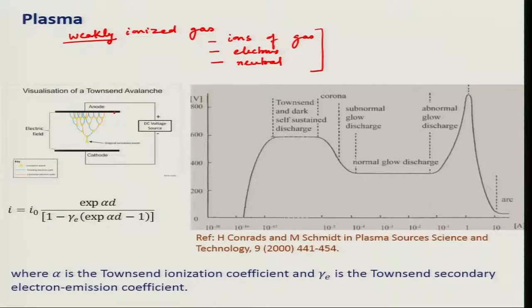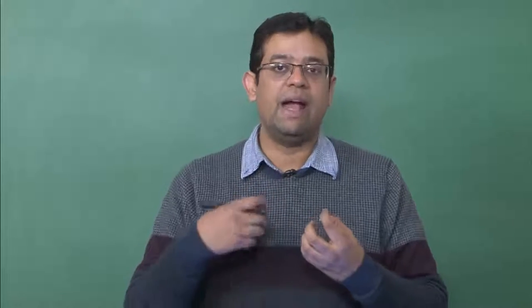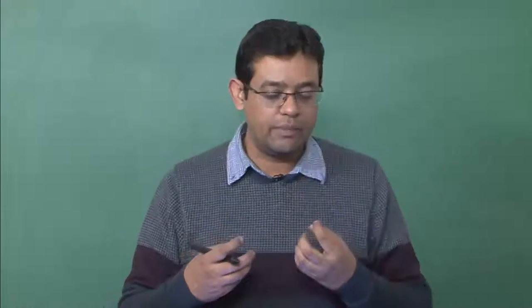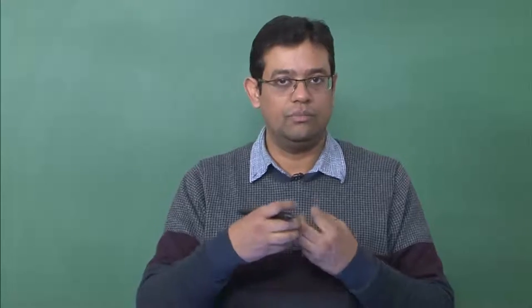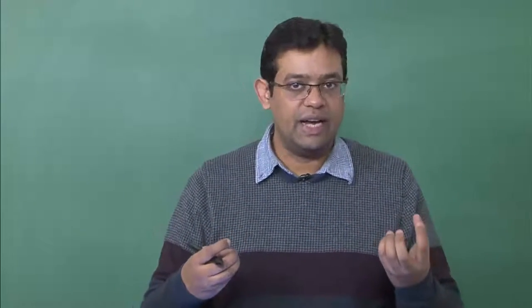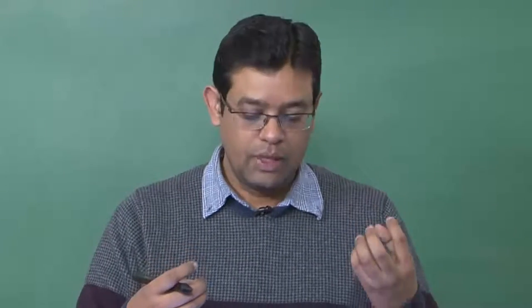Suppose you take two electrodes, one anode and one cathode, and you connect them with a voltage source, and you increase the voltage. There are always some electrons present in your natural environment. First, an electron will start to accelerate towards the anode. As it accelerates, it will collide with a gas molecule or atom, and in the process it will ionize this gas molecule or atom. One electron from the gas atom will come out, and there would be a positively charged ion of the gas atom.